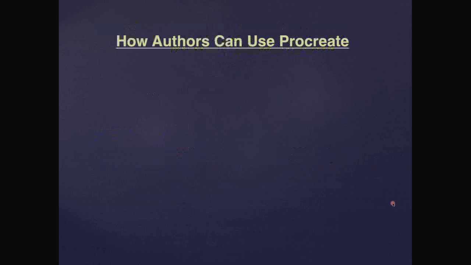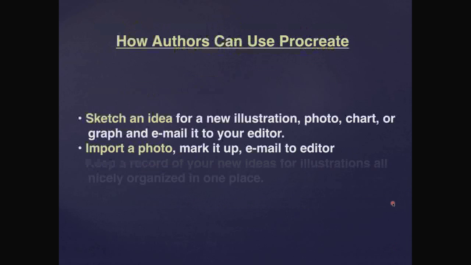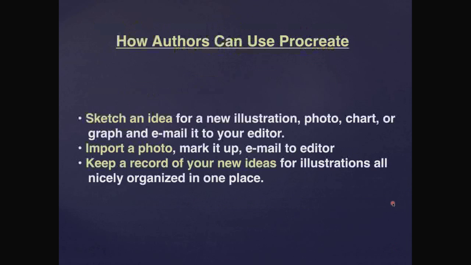So how would authors use Procreate? So here's what you do. You can sketch an idea for a new illustration. Rather than on a napkin, you can do it in this Procreate app. You can also import a photo or chart or a graph, and then after marking it up, you can email it to your editor. So you might, as I said, take a separate photo of something, mark that up with comments, and add your own little comments and send it to your editor. You can also keep a nice organized record of your new ideas and have them all in one place and not have to find them in a file folder somewhere.